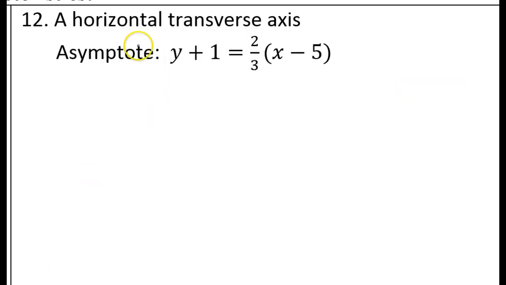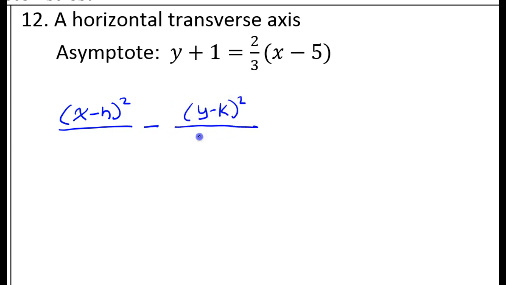In number 12, we are told that there's a horizontal transverse axis and an asymptote of y plus 1 equals 2/3 x minus 5. Only one of the 4 conic sections has an asymptote, and that is a hyperbola. A horizontal hyperbola has the x part of the equation first. So the model that we're going to use is x minus h squared over something minus y minus k squared over something is equal to 1. And this will be a squared and b squared.